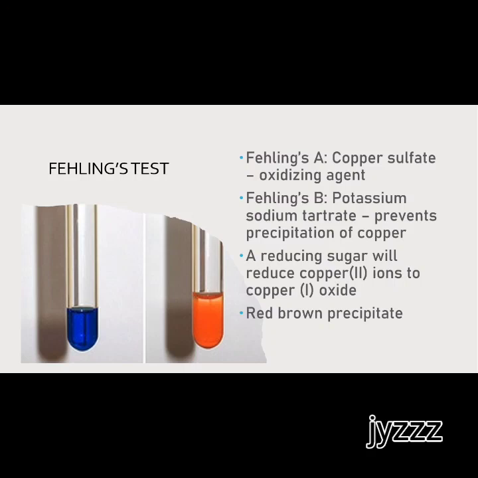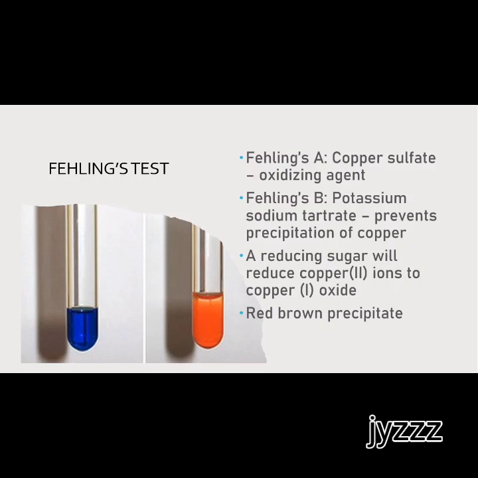Before testing your sugar using your Fehling's test, you should mix first. You should have a freshly prepared Fehling's mixture. You have your Fehling's A and Fehling's B, and it should be freshly prepared.